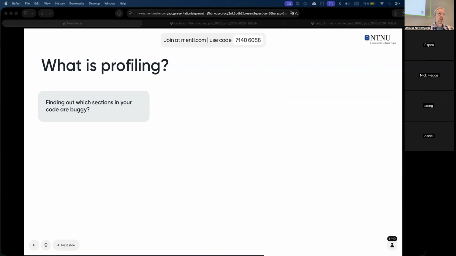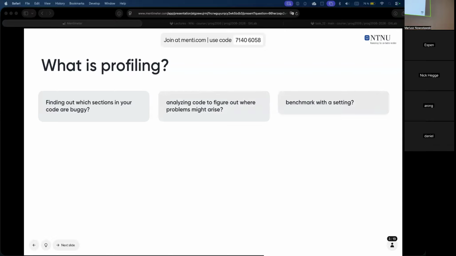We're not finding bugs when we're doing profiling. What are we doing? Not quite. So benchmark is, you're basically measuring how long things take.